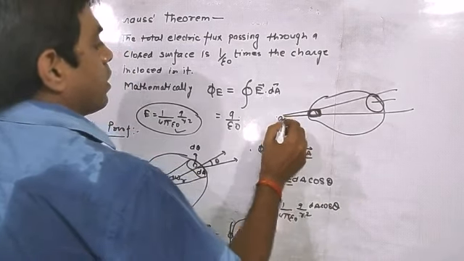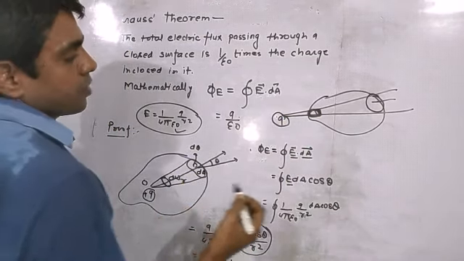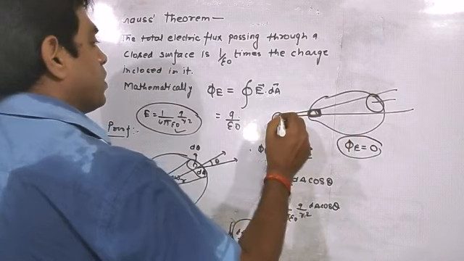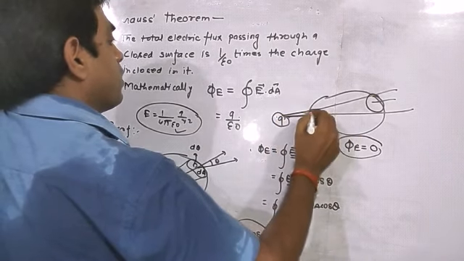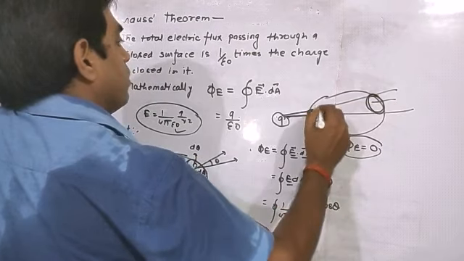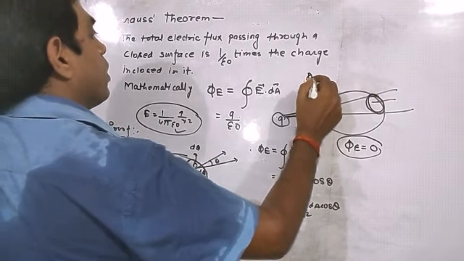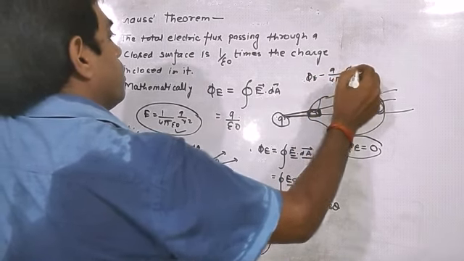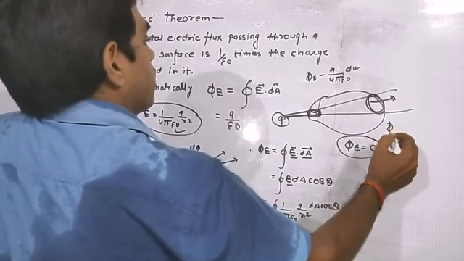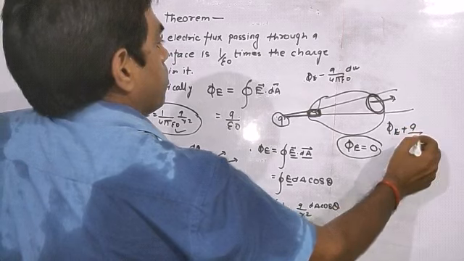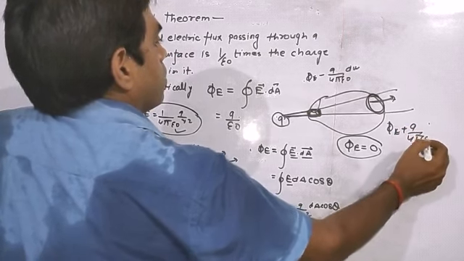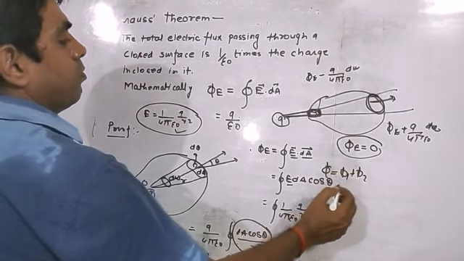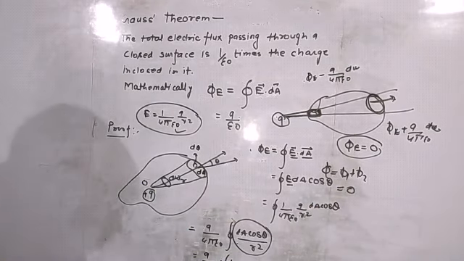It will be 0. That is, when the charge is not enclosed by any kind of surface, the electric flux associated with it will be 0, because the field line and the area vector cut it into two parts at the conic section. Here the entering flux will be calculated as minus q by 4 pi epsilon naught d omega, and the leaving flux will be given as plus q by 4 pi epsilon naught d omega. So the net flux will be phi is equal to phi 1 plus phi 2, and it will become 0. So this is the Gauss theorem.